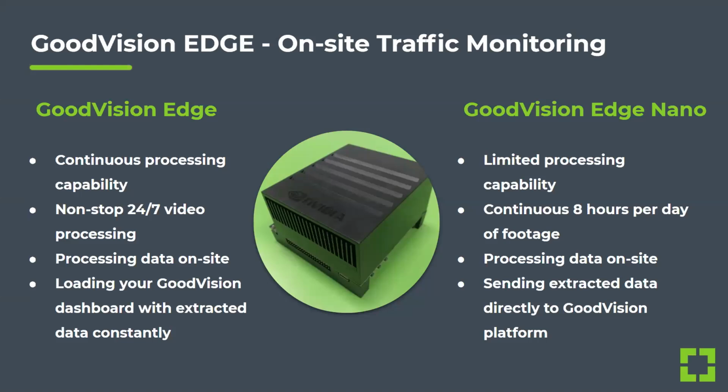video footage would be. There are actually two models of GoodVision Edge device. The first one, GoodVision Edge, is ideal for non-stop 24/7 continuous video processing, and it's continuously feeding your dashboard with the data. While GoodVision Edge Nano is a smaller device, has limited processing capability, and is designed to handle shorter projects or repetitive projects, like 8 hours per day continuously, while it uses the rest time to process and send the extracted data to your account.